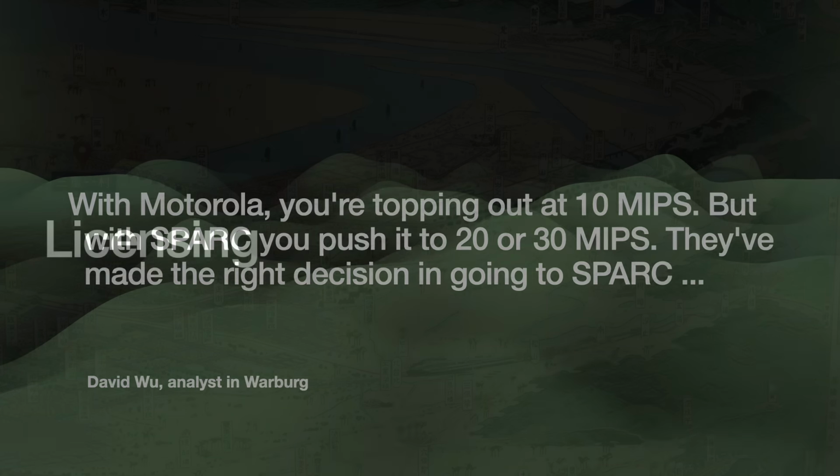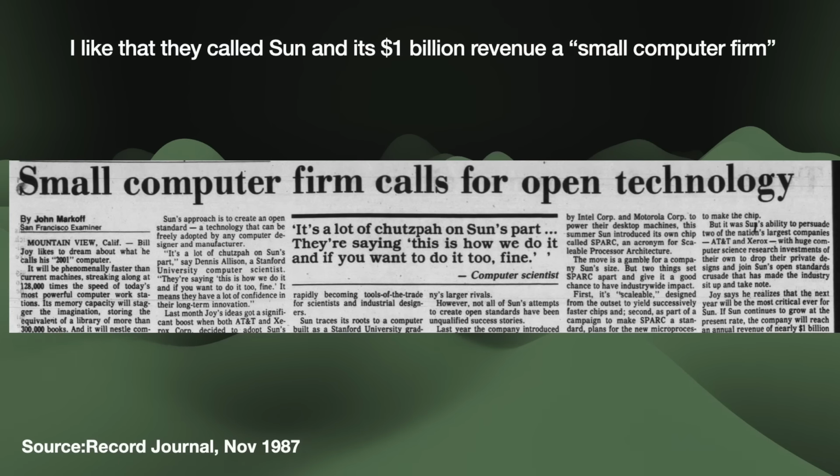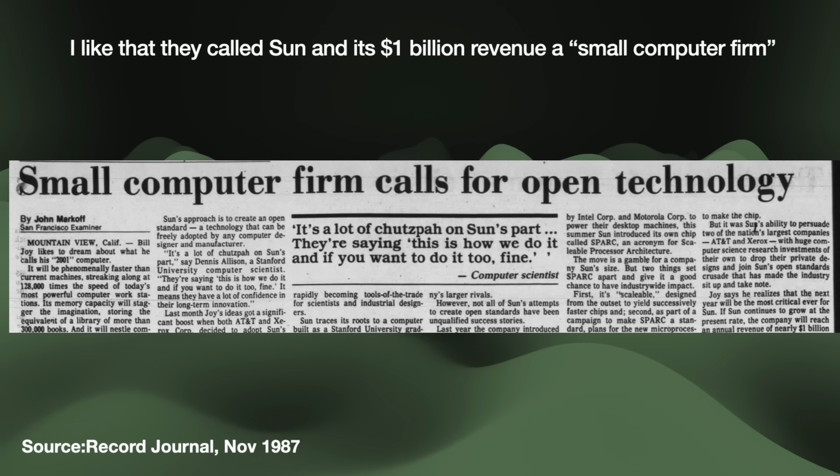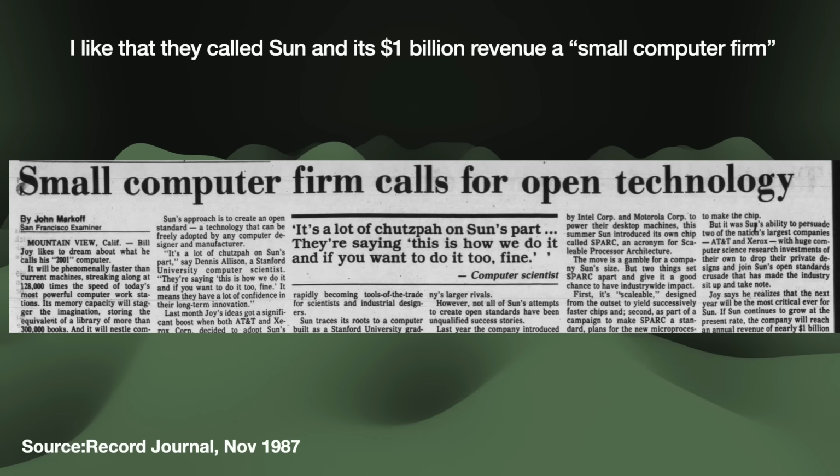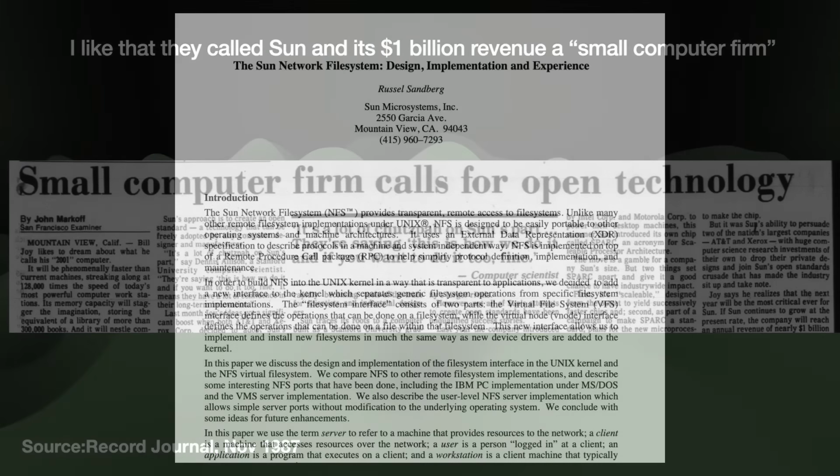Sun positioned SPARC as an open architecture. Well, open for the 1980s. It basically meant that competing Unix workstation vendors can license SPARC from Sun to produce their own SPARC chips. As I mentioned in a prior video, Sun had done this before.